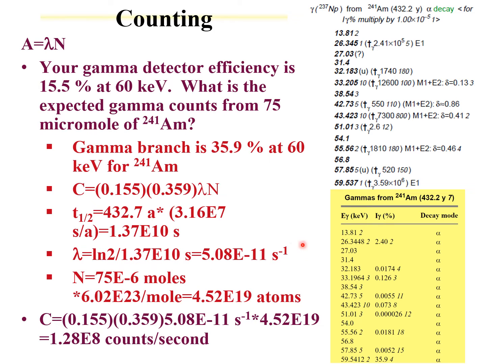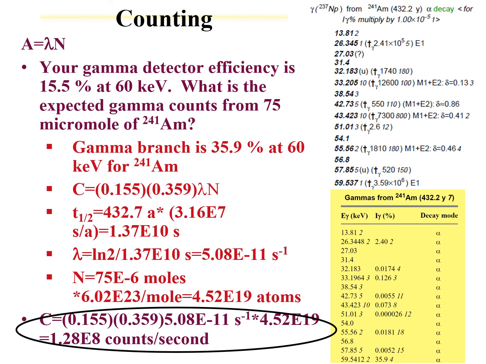So I want to find N. I tell you that there's 75 micromoles of the americium. It tells you how many atoms of americium are present. So activity equals lambda N, right, which is this term. Then I still need to multiply it by the gamma branching and then the detector efficiency. So activity equals lambda N times the gamma branching ratio times the detector efficiency. If I put this sample in, I would expect to have 1.3 times 10 to the 8th counts per second. That's way too many counts.